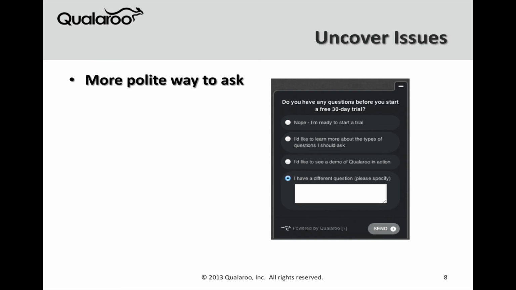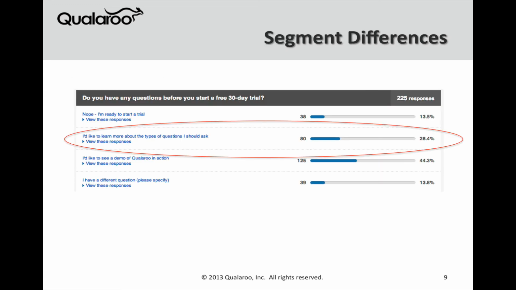When somebody selects that, the box actually drops open. They can write in that question and can get an answer to that question. So this content that you're looking at right now, this demonstration of the types of questions you should ask, actually came out of that survey. I only started running it mid last week, but I can see that 28% of the people who are before a trial say this is the most important thing they'd like to know before they start a trial.